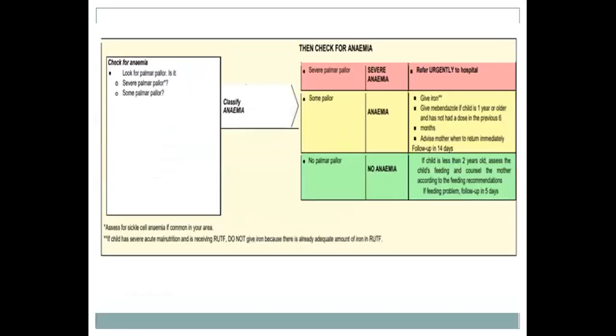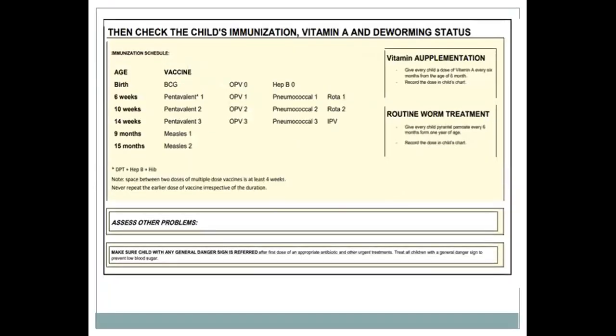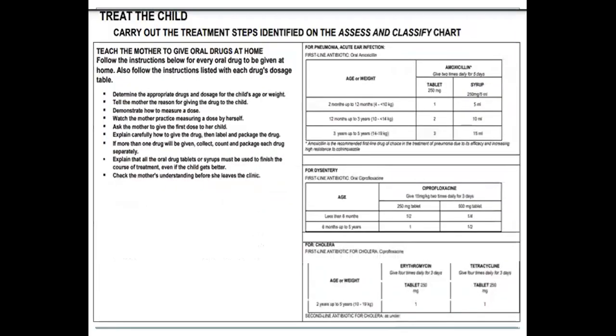Severe anemia, severe palm pallor: urgent referral to hospital. Some pallor, anemia: give iron, and mebendazole if the child is 1 year or older. No palm pallor, no anemia, child less than 2 years: assess the child's feeding and counsel the mother according to feeding recommendations. Also check the immunization status and vitamin A and deworming status. If any dose is missing, follow the immunization chart.